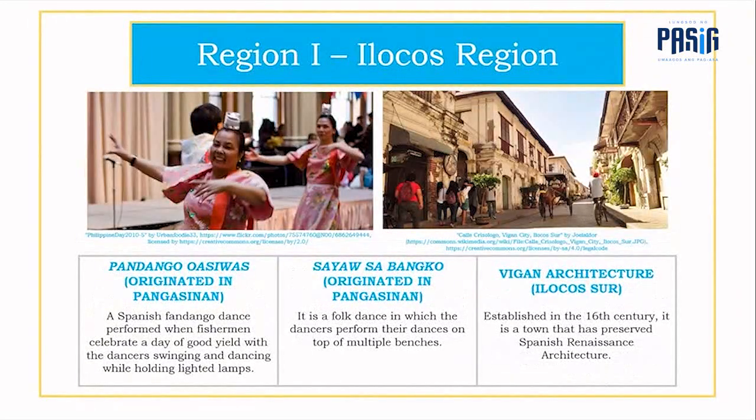Pandanggo or wasiwas originated in Pangasinan. Wasiwas means swinging. It is a Spanish fandango dance performed when fishermen celebrated the Day of Good Yield, with the dancers swinging and dancing while holding lighted lamps. Sayaw sa Bangko, which also originated in Pangasinan, is a folk dance in which the dancers perform on top of multiple benches.